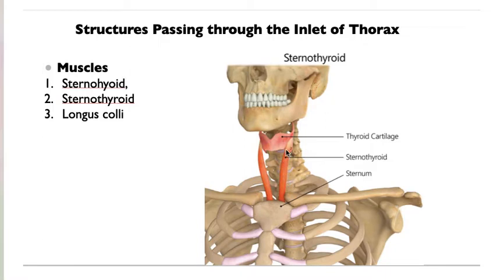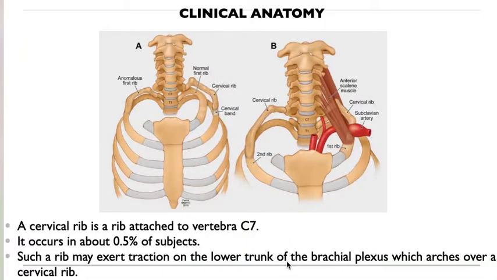Amongst the muscles, we have the sternothyroid, the sternohyoid, and longus colli passing through the inlet of the thorax. Now, what is the cervical rib? Basically, C7 does not have a rib, but in case it does, that is called a cervical rib, as you can see over here, occurring in about 0.5% of patients, and such a rib can exert traction on the lower trunk of the brachial plexus, as you can see, which arches over the cervical rib.